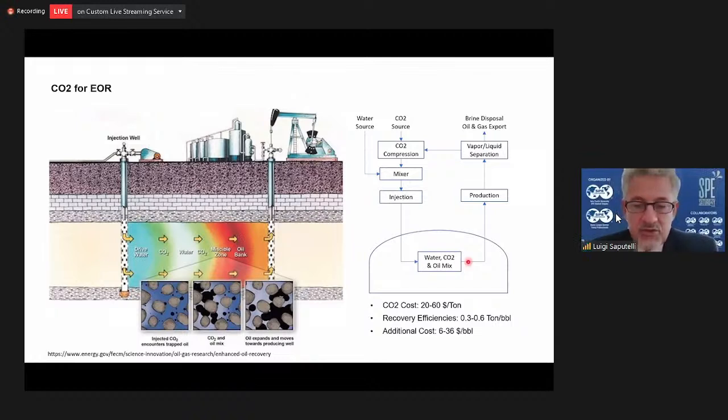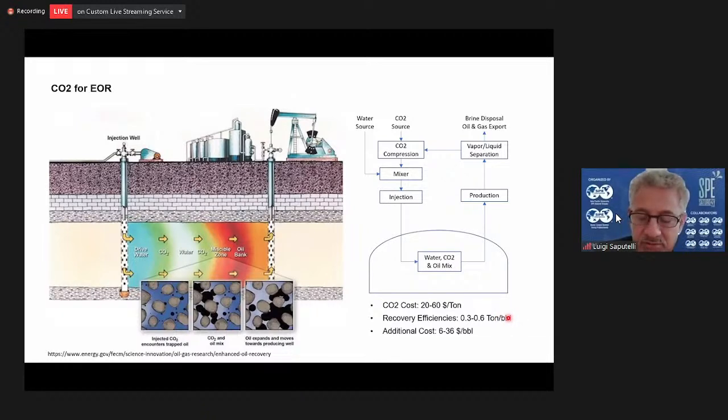Okay, just to give an idea, imagine that you have a CO2 cost, the cost of the CO2 that we import to the field. This could typically be in the range of $20 to $60 per ton. And this injection, by historical performance or laboratory analysis, will typically give you between 0.3 to 0.6 tons of CO2 for every barrel of oil. This is the total yield you will need to inject.